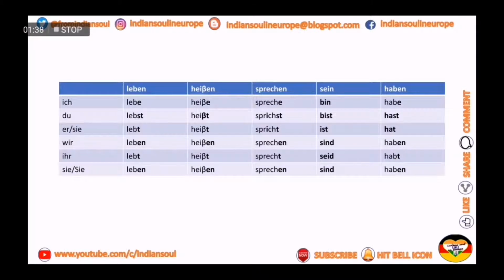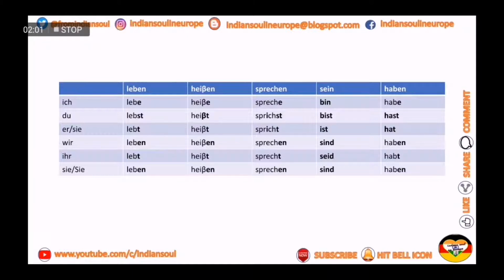So now we will start with leben. So ich lebe, du lebst, sie es lebt, wir leben, ihr lebt, sie leben. So it's simple, and you can conjugate the verb in the same way. All the regular verbs you can conjugate in the same way.